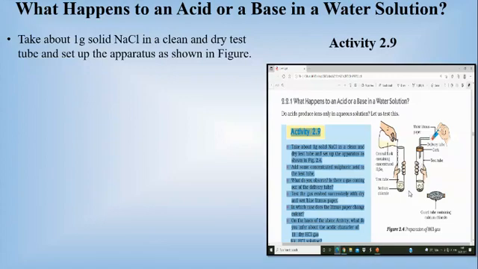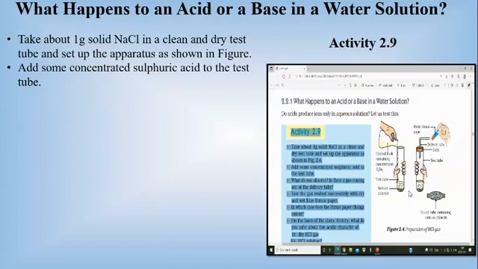What you have to do is take 1 gram of solid NaCl, that is sodium chloride, in a clean and dry test tube. Then arrange the apparatus as shown in the figure. Add some concentrated sulfuric acid to the test tube. Now you have to add the sulfuric acid.